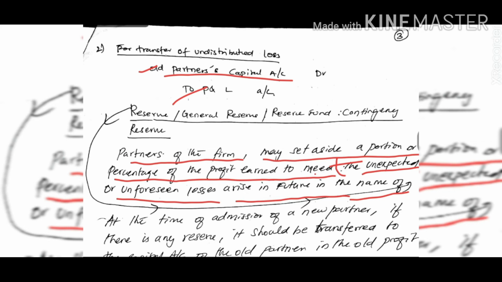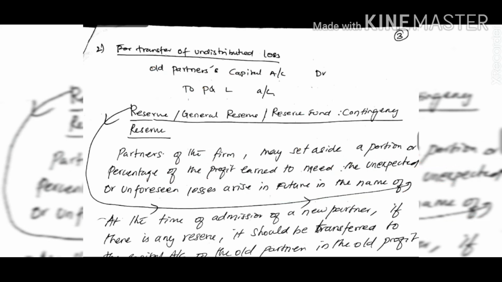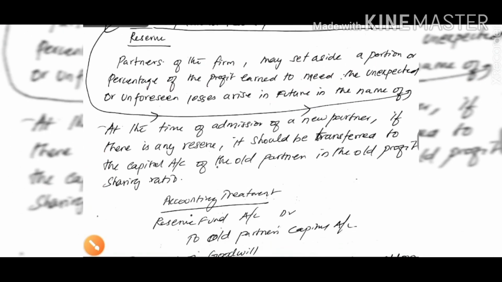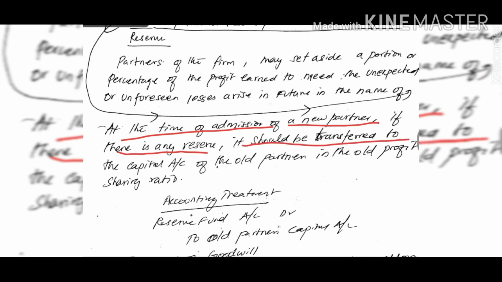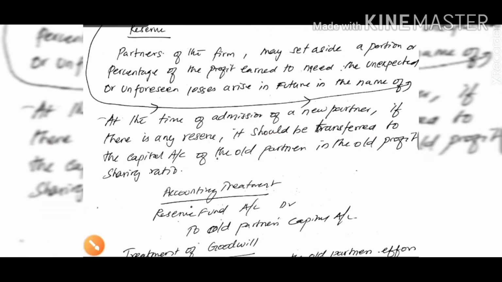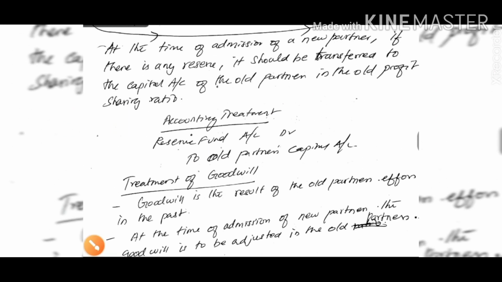At the time of the admission of a new partner, if there is any reserve, it should be transferred to the capital account of the old partners in the old profit sharing ratio. The accounting treatment for transferring any reserves is, if it is a reserve fund account, reserve fund account debit to old partners' capital account, or any other reserve. So the particular reserve account debit to old partners' capital account.